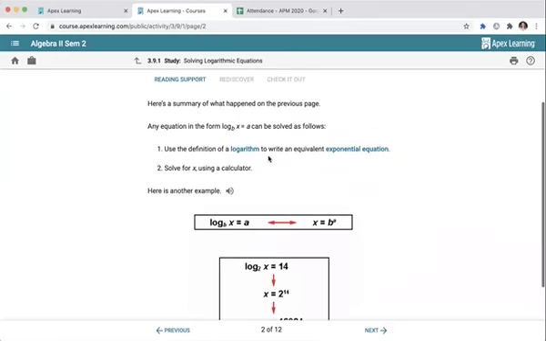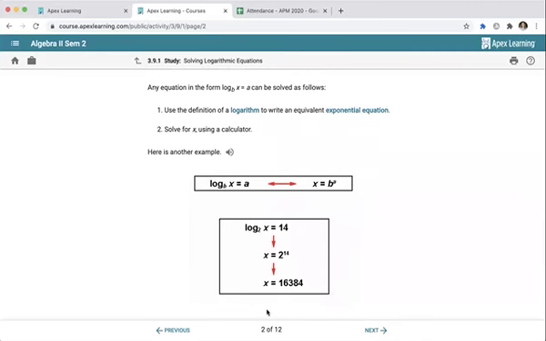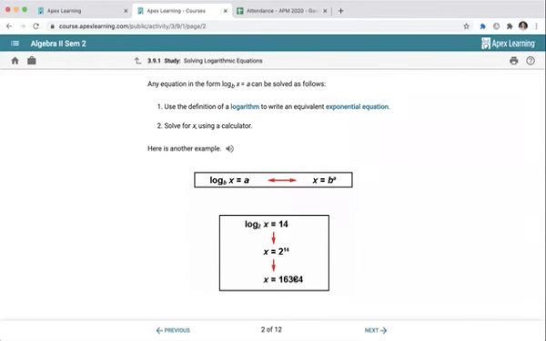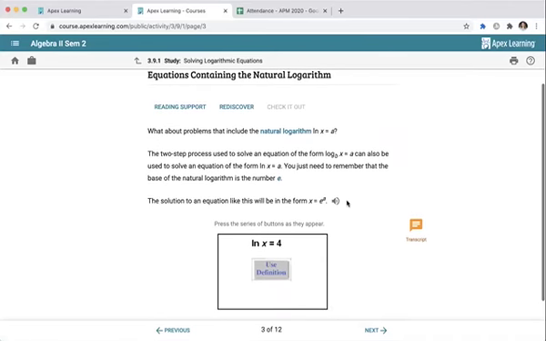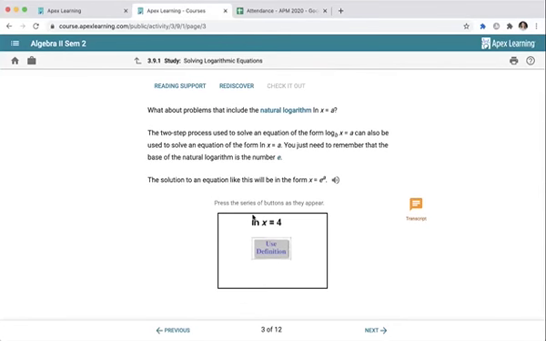Again, looking at a summary of this, we're using the definition of our logarithm to write it in exponential form, and then we just plug it in a calculator. So log base 2 of x equals 14 is saying 2 to the power of 14 equals x, and it's this really large number for this example. Then for problems with natural log, you can do the exact same thing. You just have to remember that ln is log base e. So this is actually log base e of x equals 4, which says e to the power of 4 equals x. Evaluate.